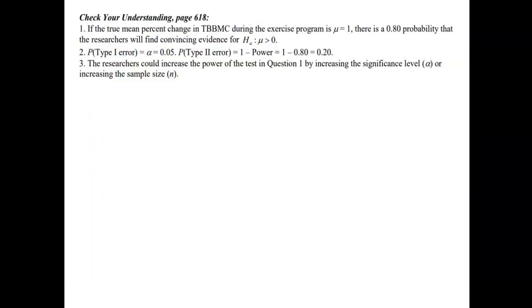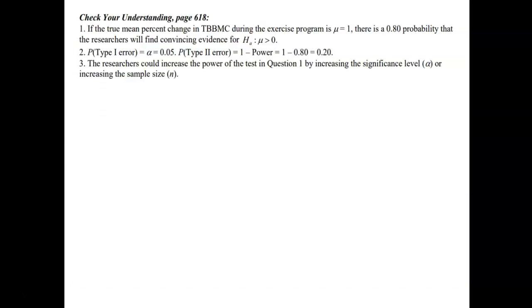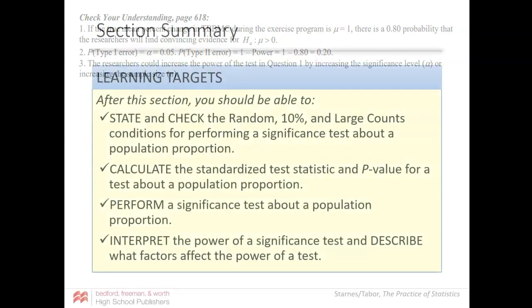The researchers could increase the power of the test by increasing the significance level or increasing the sample size. They didn't touch the parameter issue because that just wasn't something they could do in this problem. So those are the 2 ways that they could increase the power of the test. I think that's it. Yay!